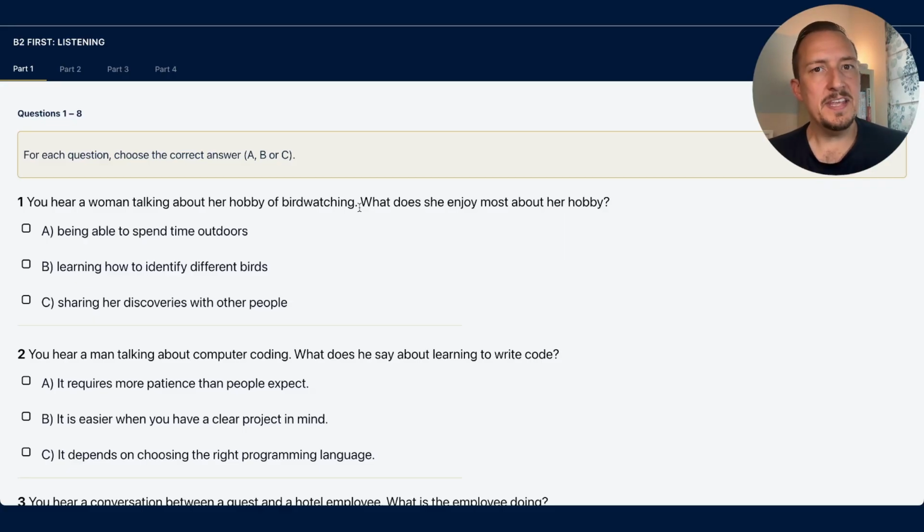Okay, so we heard the examiner introduce the listening paper. And notice at the beginning of each extract, the examiner introduces with 1, 2, and so on. But notice how they only mention this first part here. So you hear a woman talking about her hobby of bird watching. He doesn't read out the question. So that's what we need to do in this short time that we have. We want to read the question, make sure we know what we're listening for, and then quickly read through the 3 options. So let's do that now.